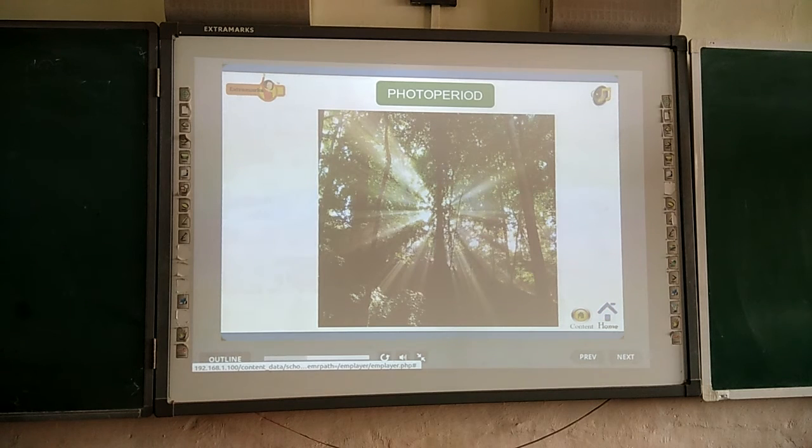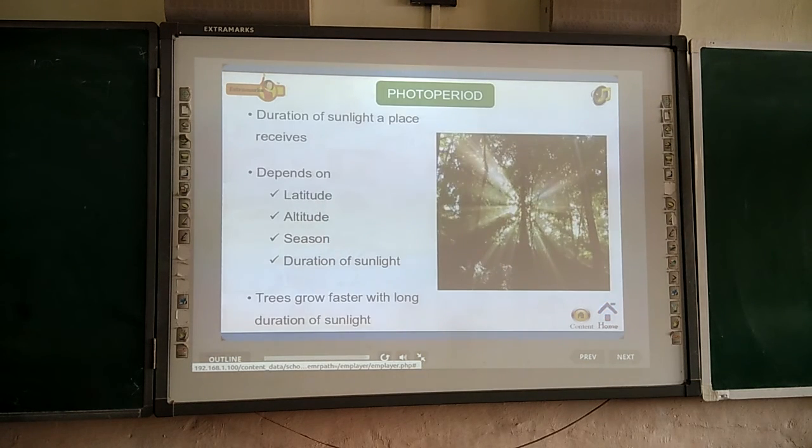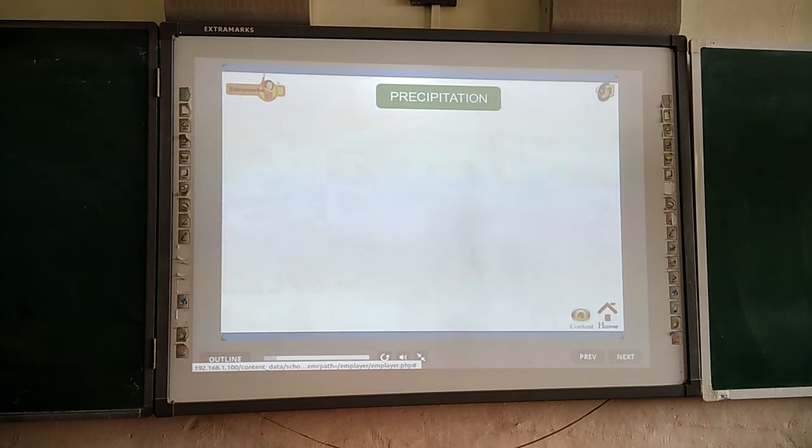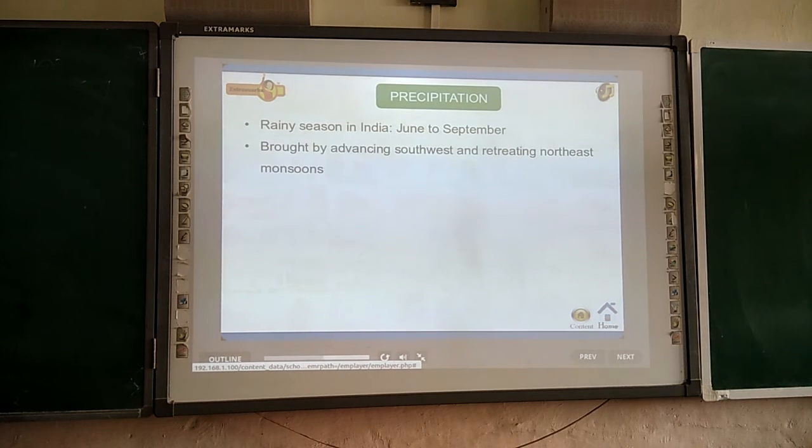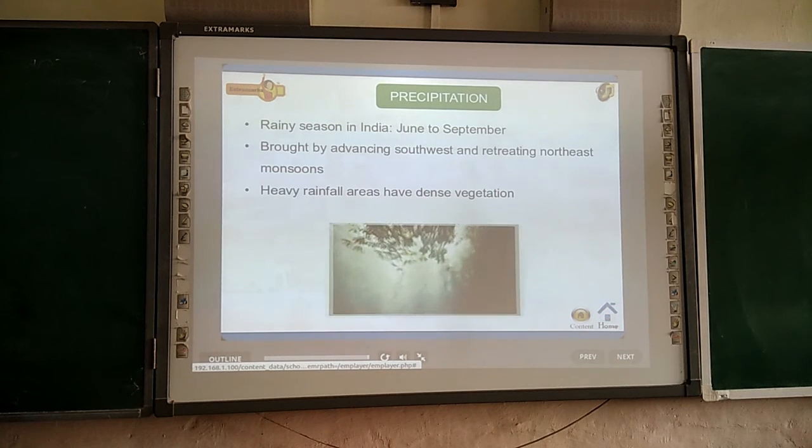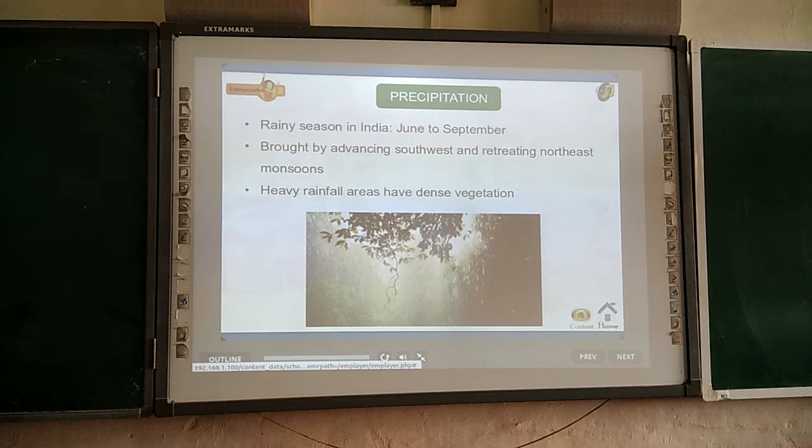The duration of sunlight received by any place is known as its photoperiod. Photoperiod depends on latitude, altitude, season, and duration of day. Trees grow faster in any place if it receives a long duration of sunlight. Precipitation. The rainy season in India extends from June to September. It is brought by the advancing southwest and retreating northeast monsoons. Heavy rainfall areas have dense vegetation.